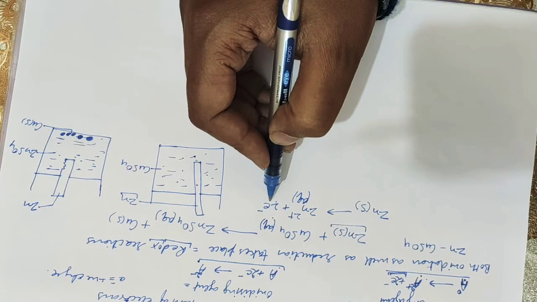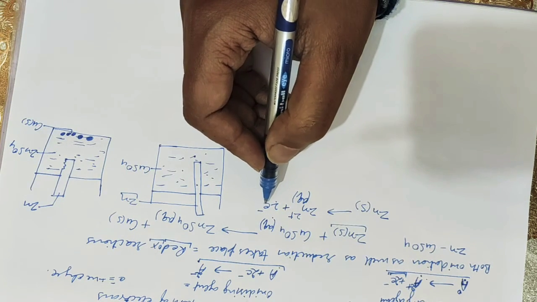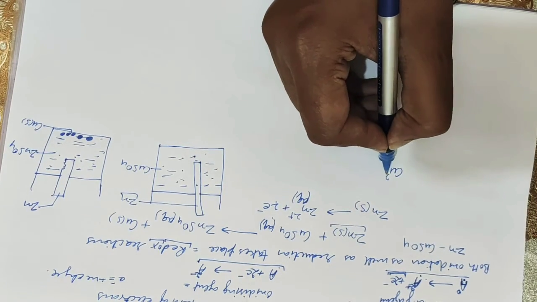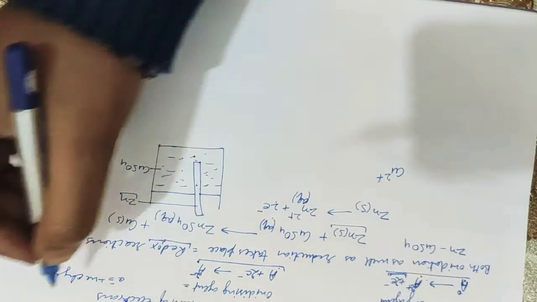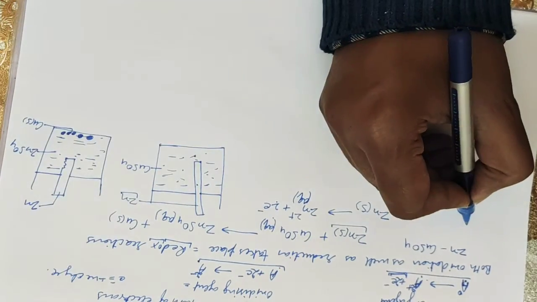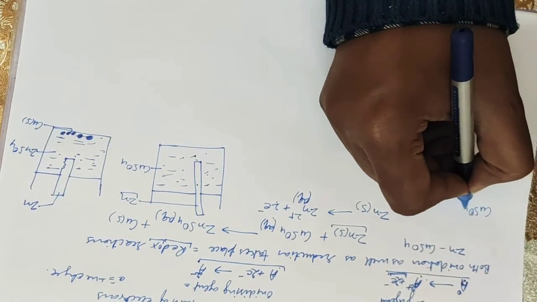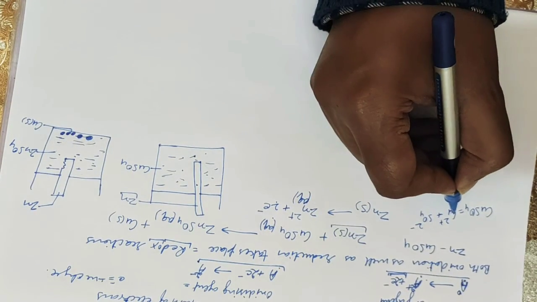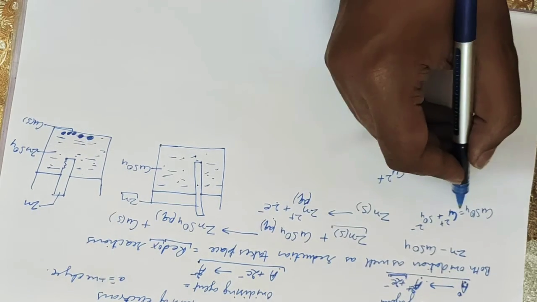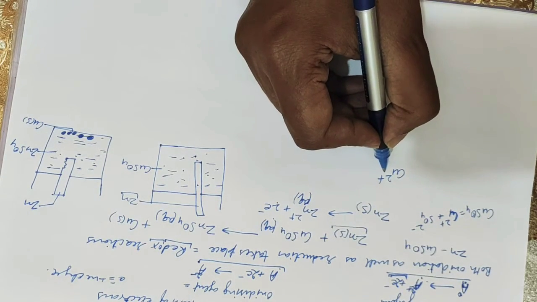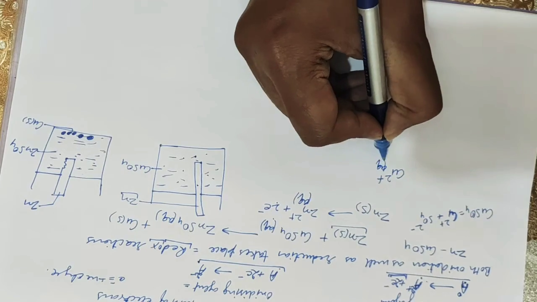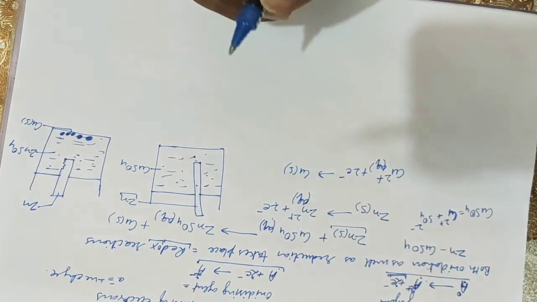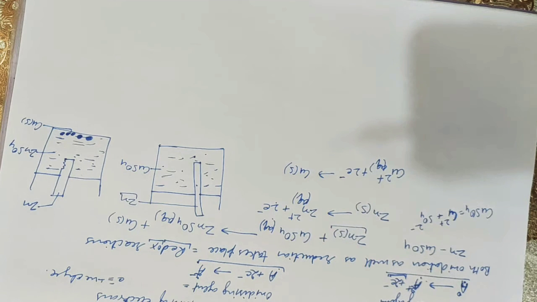Zinc lost 2 electrons, so it is the first step, and simultaneously the copper starts precipitating. This copper sulfate is basically copper 2 positive plus sulfate di-negative. So this copper 2 positive from copper sulfate gains 2 electrons and converts into copper solid. So this is the second step of the reaction.